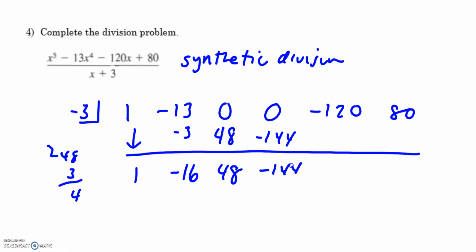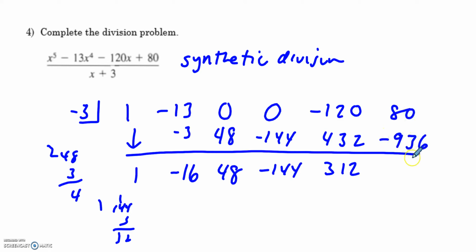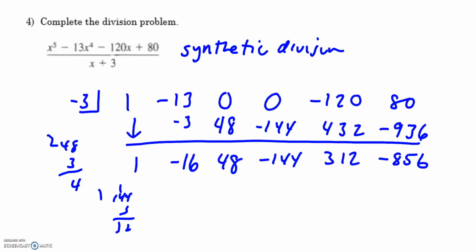Combined down. Negative 144 times negative 3 is positive 432. And if I combine down, I would get 312. Then if I multiply 312 times negative 3, I would get quite a big number of negative 936. So when I combine down, I get quite a remainder of negative 856. It is okay to get a crazy answer like this sometimes.